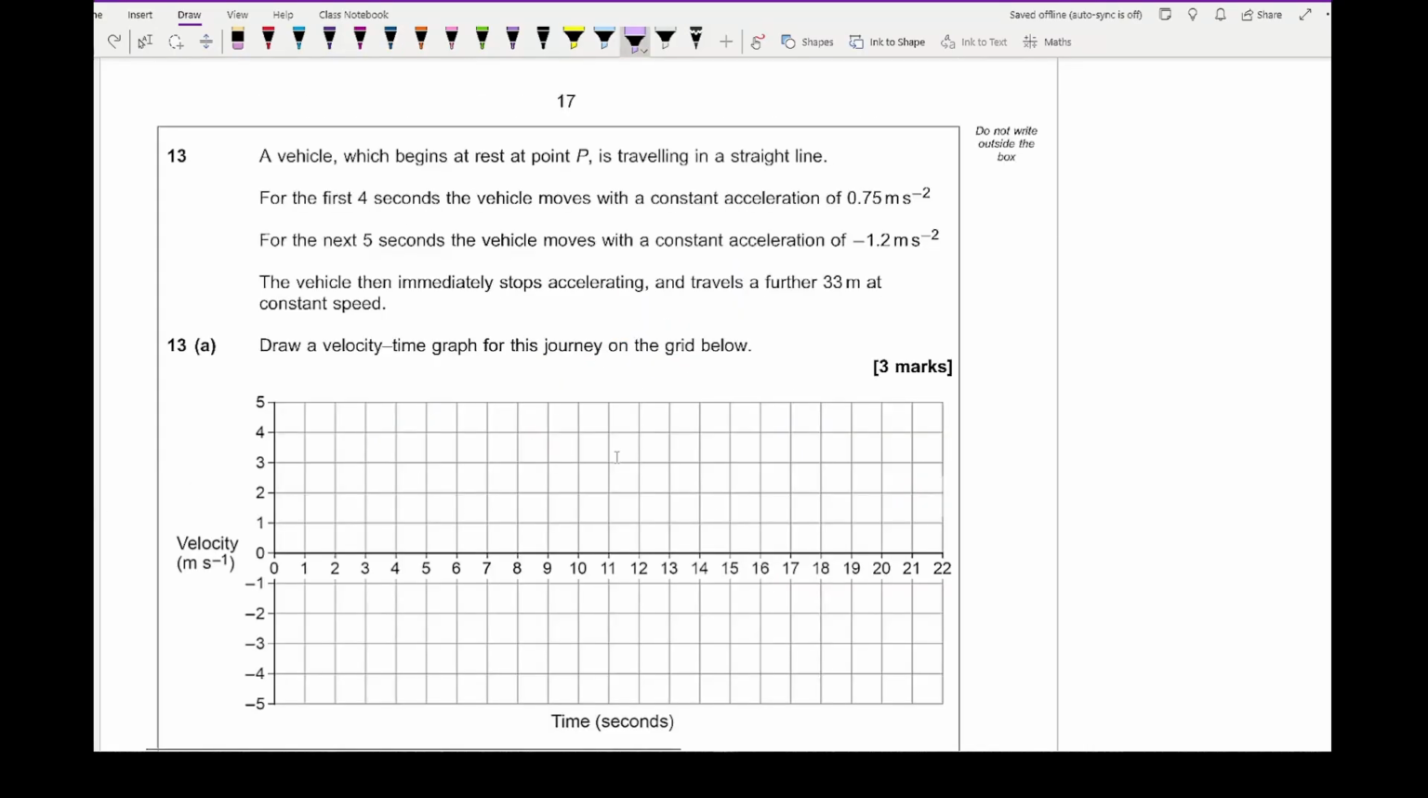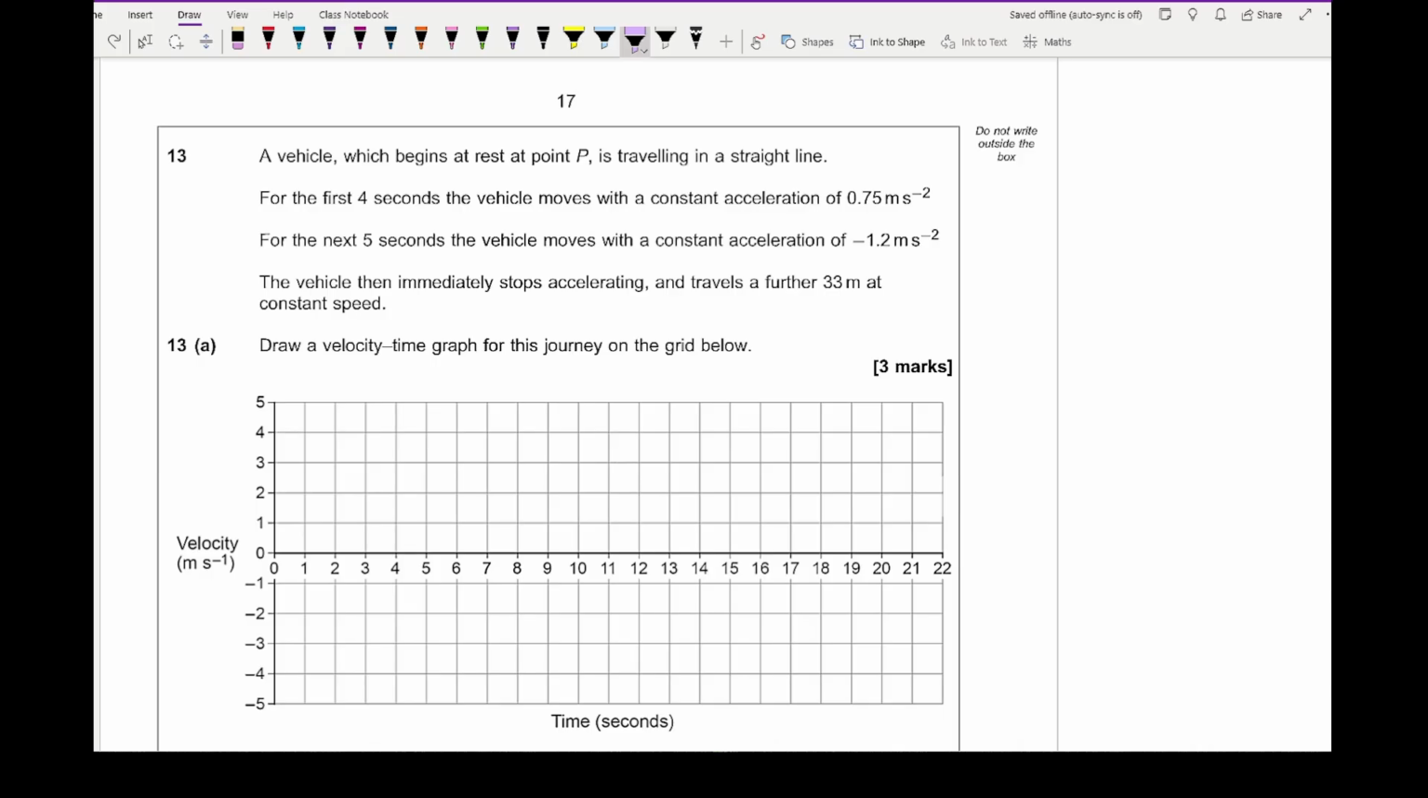Question 13. A vehicle which begins at rest at point P is travelling in a straight line. For the first 4 seconds, the vehicle moves with constant acceleration 0.75 metres per second squared. For the next 5 seconds, the vehicle moves with a constant acceleration of minus 1.2 metres per second squared. The vehicle then immediately stops accelerating and travels a further 33 metres at constant speed. Part A, draw a velocity time graph for this journey on the grid below.